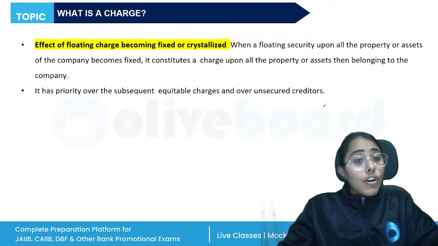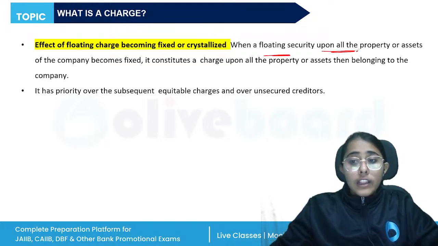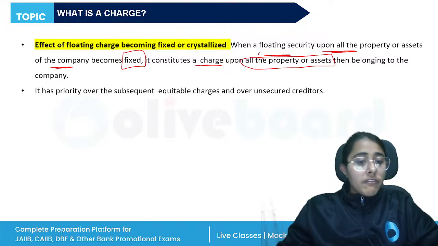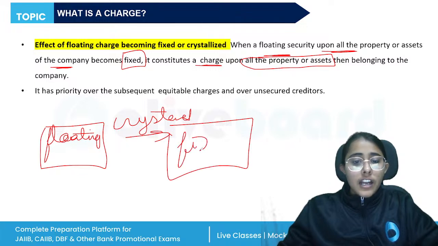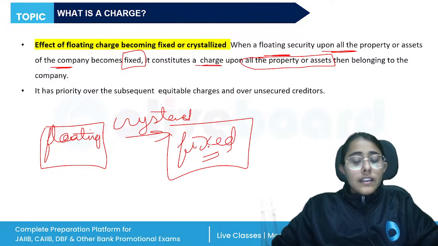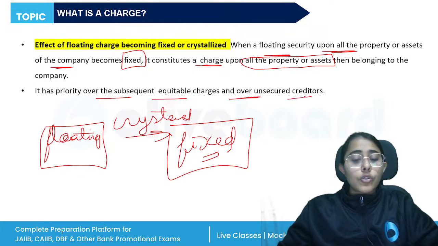What will be the impact of a floating charge becoming a fixed charge? So when a floating charge upon all the property or assets of the company becomes fixed, it constitutes a charge upon the property or assets. When on all the properties the floating charge was created and now it is getting crystallized, now on all the property the fixed charge will apply. Then all the property belonging to the company will come under the fixed charge. What will be the benefit for the creditor? It has the priority over the subsequent equitable charges or over the unsecured creditors.